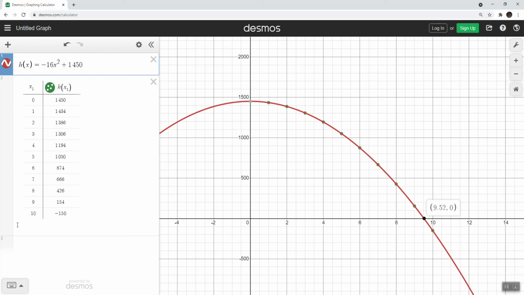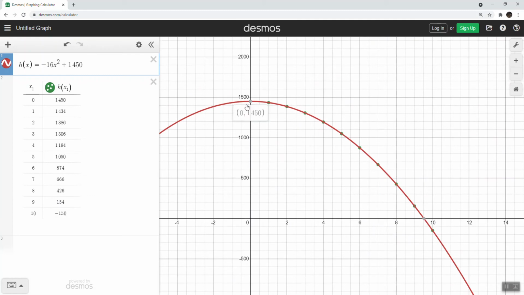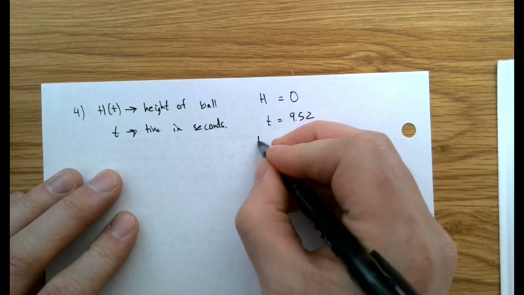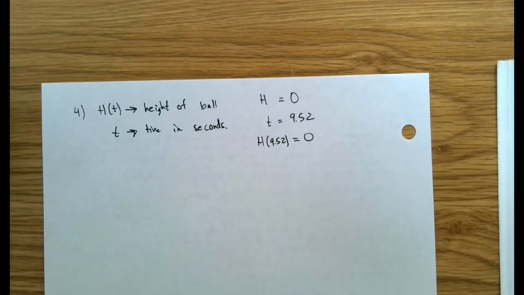Bam. Oh, by the way, notice what I did. I hit the zoom fit button, and that zoomed us to the points on our table, and it gave us a nice picture of this graph. There's another really obvious indication this is not a linear function. There it is. It's at 9.52 seconds. That's when the graph is telling us that the ball hits the ground. So if we wrote it in that function notation way back from chapter 1, we'd write it like this: h of 9.52 equals 0.